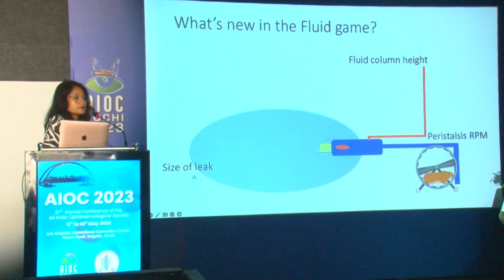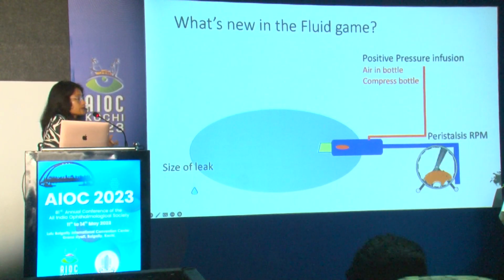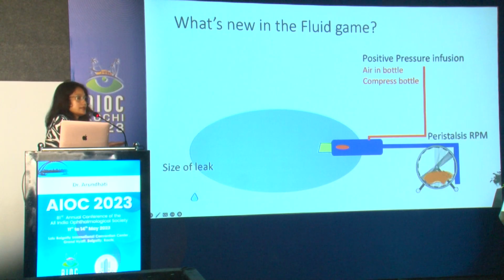So let's see what the innovators are doing in the newer generation machines to reduce the fluctuation to a micro level. First is the positive pressure infusion. Earlier, air was insufflated into the BSS bottle in order to create a positive pressure. But nowadays, many phaco machines have a compressed bottle. This compressed bottle is guided by sensors that sense the intraocular pressure in the anterior chamber, and thereby maintain the IOP at a desired level so that the surgeon can work comfortably in any scenario.